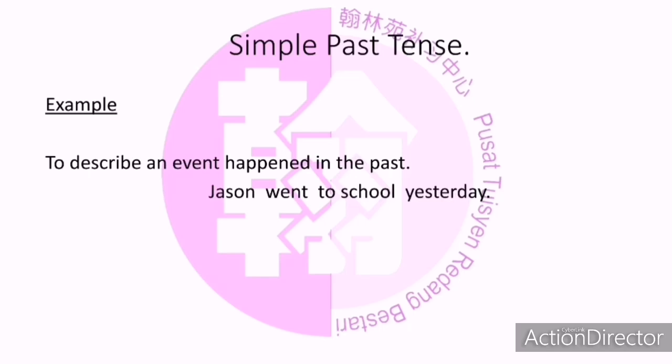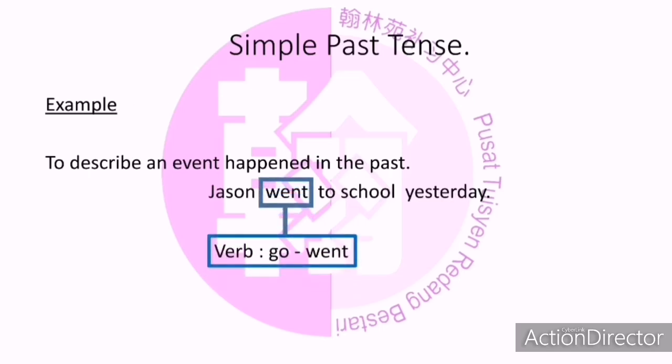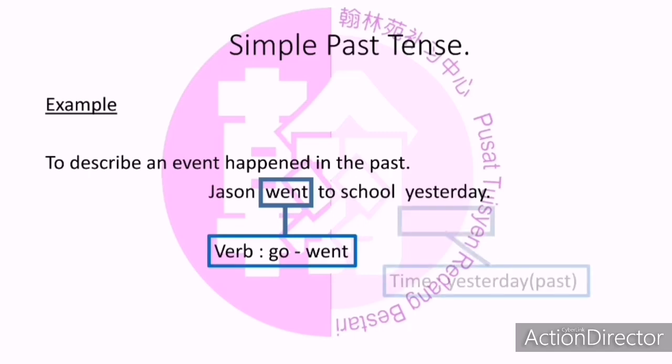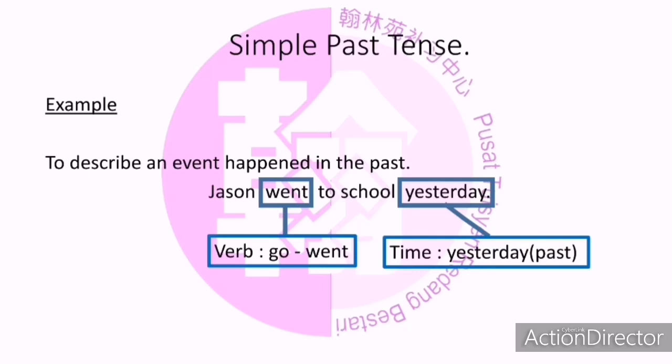The following example shows how to transform it and how to decide when we should use the simple past tense. Jason went to school yesterday. So he went to school; the verb was supposed to be go and it has been transformed to went. And yesterday is obviously a time that has passed. So yesterday is a past time. So when simple past tense is used, you are describing an event which happened in the past.